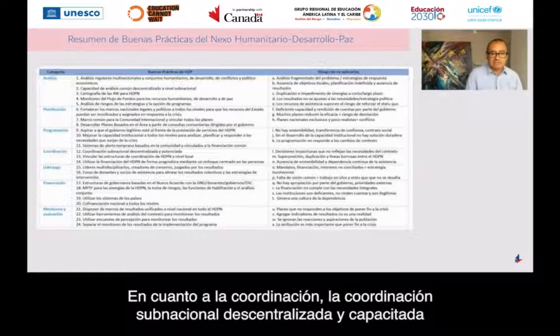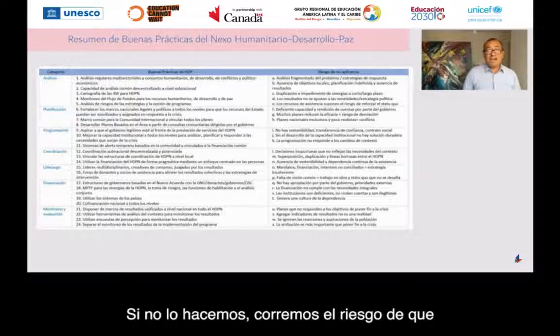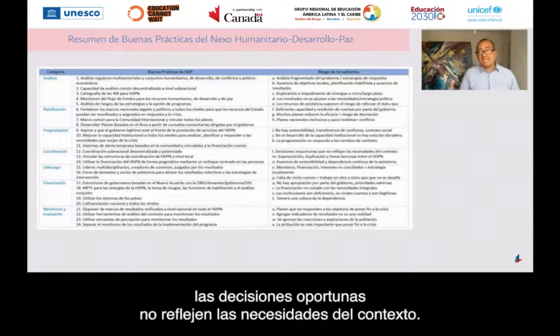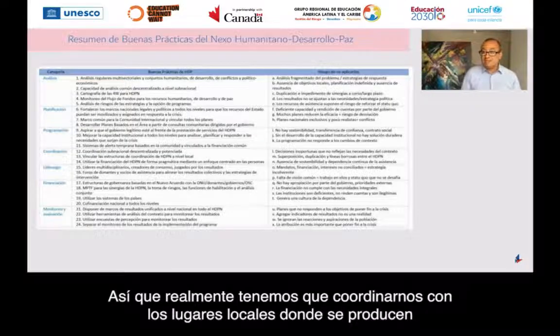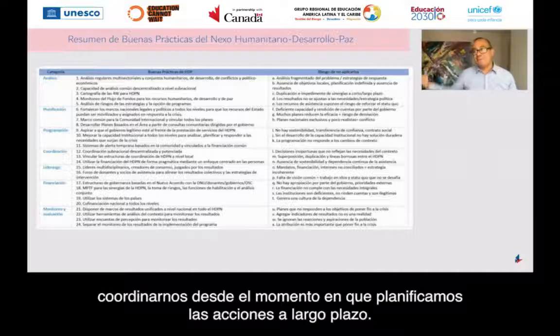On the coordination, centralized and empowered subnational coordination is very important. If we don't do that, we have the risk of untimely decisions that will not reflect the context needs. So we really need to coordinate with the local places where the crises are happening, but also not only when the crisis is happening, but also coordinating since the moment that we are planning the long-term actions.